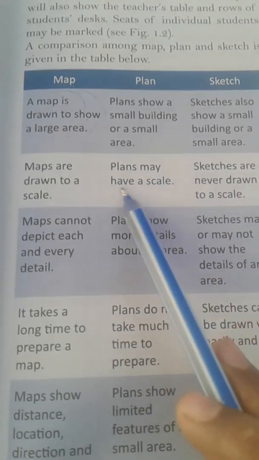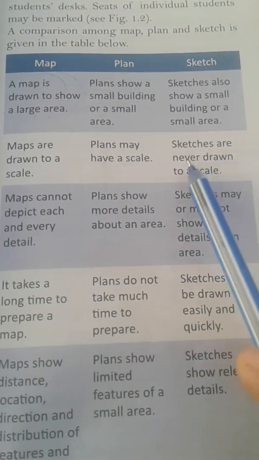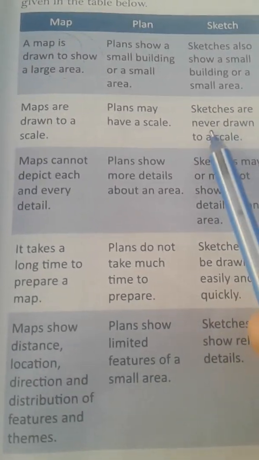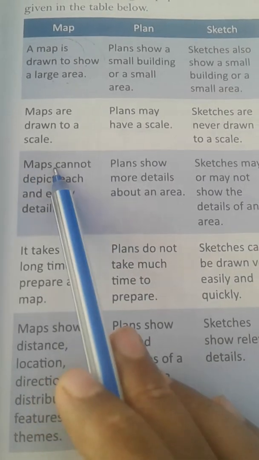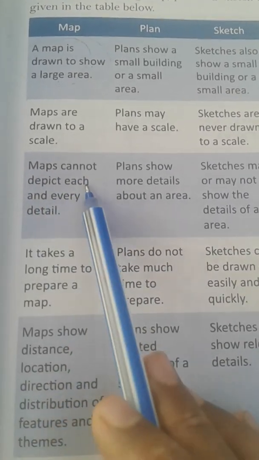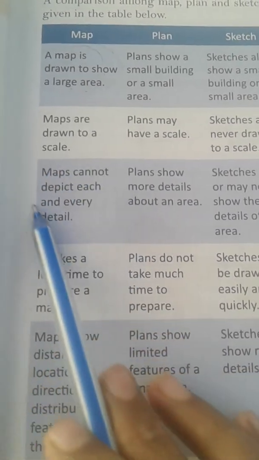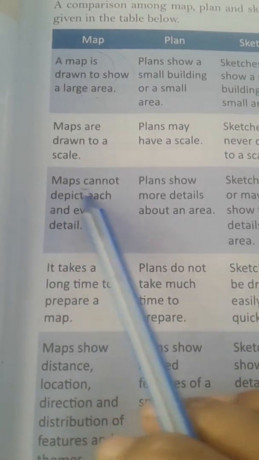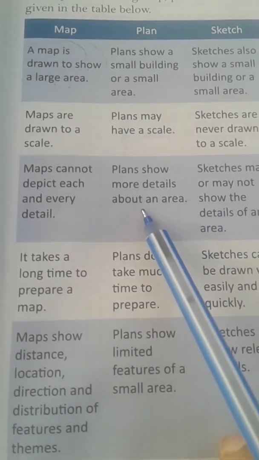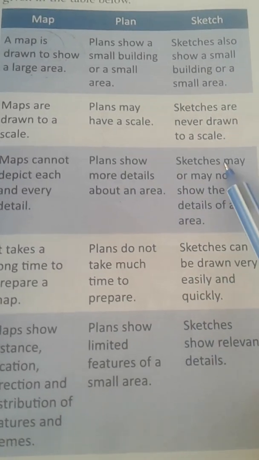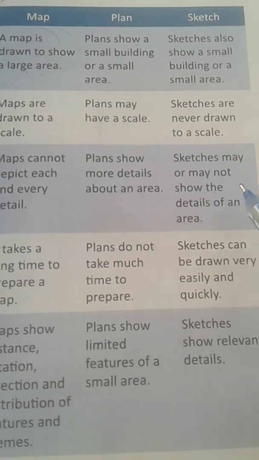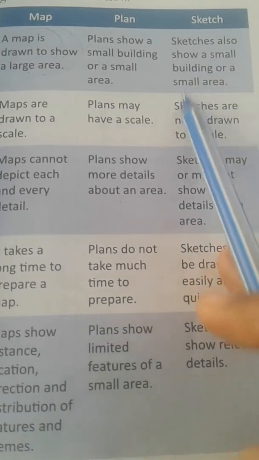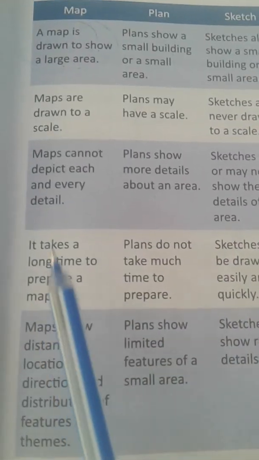Means plans may have scales and sketches are never drawn to scale. This is an important point. Sketches are never drawn to scale. Maps cannot depict each and every detail. Plans show more details about an area and sketches may or may not show the details of an area because it's a rough representation. A sketch is a rough representation.